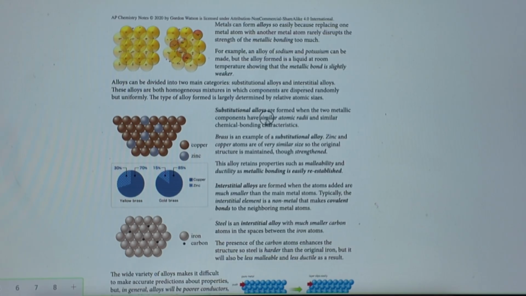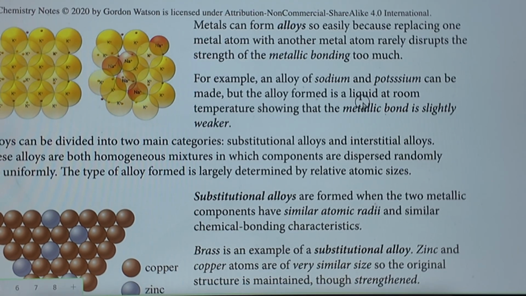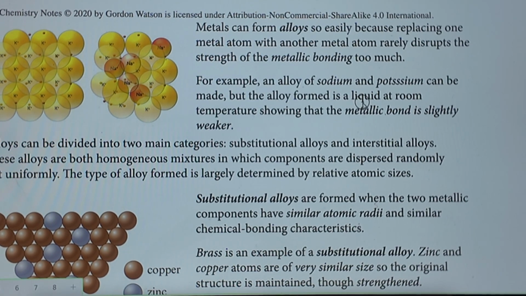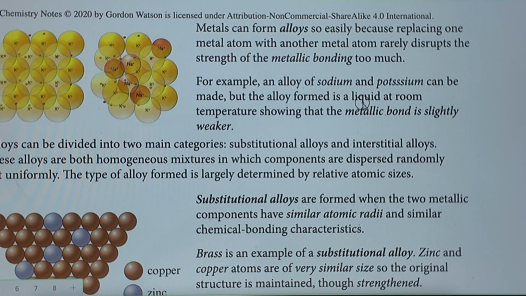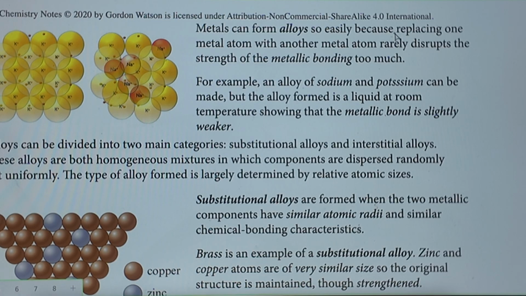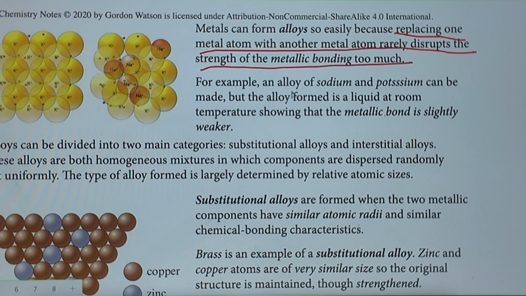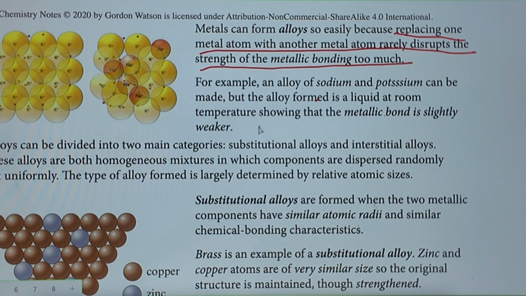Okay, let's look at this next bit. Metals can form alloys so easily because replacing one metal atom with another metal atom rarely disrupts the strength of the metallic bond. Okay, so replacing one metal with another metal atom rarely disrupts the strength of the metallic bonding. For example, an alloy of sodium and potassium can be made, but the alloy formed is liquid at room temperature, showing that the metallic bonding is slightly weaker.